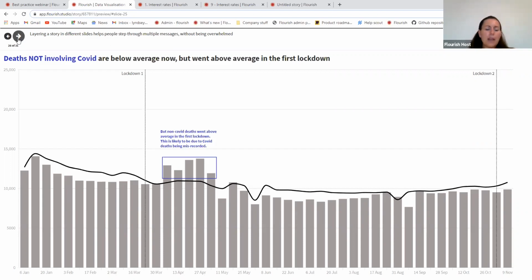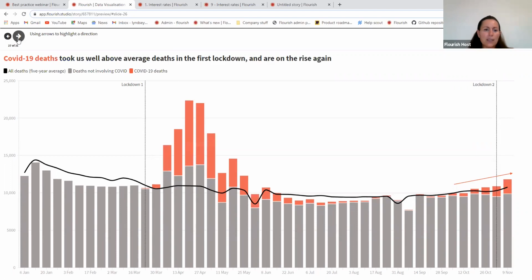And then now we want to add in the COVID deaths. We change our title to refer to the next message that we want people to take away. So this is that COVID-19 took us well above this reference line, especially after the first lockdown, but they are on the rise again now. And we can use arrows as annotation to show direction.